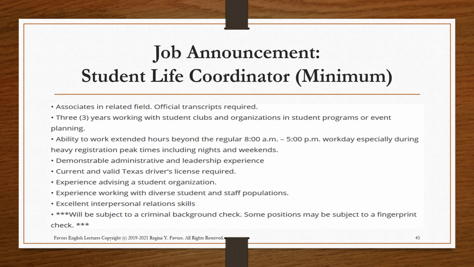So then we have a minimum in terms of educational requirements. You need just an associate's in the field. You need 3 years working with student clubs and organizations. You need to be able to work extended hours beyond the 8 to 5 workday. You need administrative and leadership experience, a current driver's license, some advising experience with a student organization, experience working with diverse student and staff populations, excellent interpersonal skills, and you will have to sit for a criminal background check. That means you will need a fingerprint.